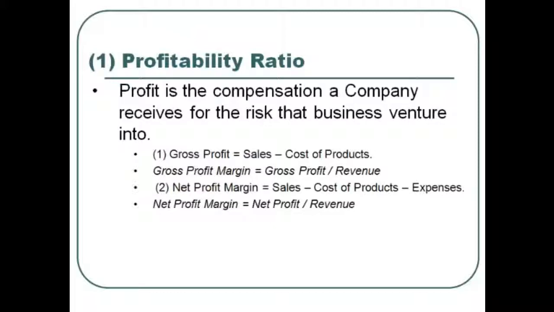Profitability ratio. Profit is the compensation a company receives for the risk that the business ventures into. Many banks will look into two profitability ratios. One is the gross profit ratio, called gross profit margin. Another is called the net profit margin ratio. The formula is gross profit divided by sales revenue. The other one is net profit over revenue.